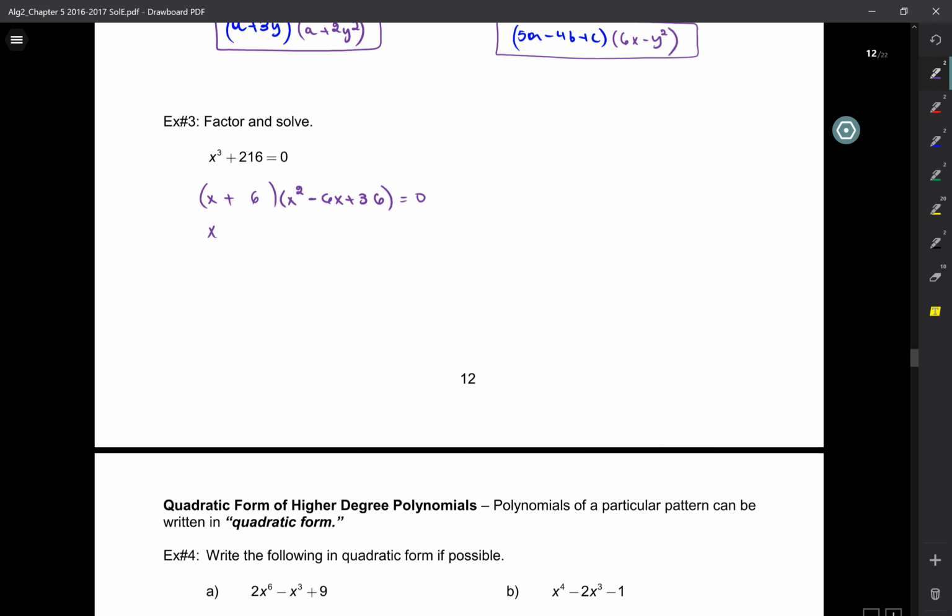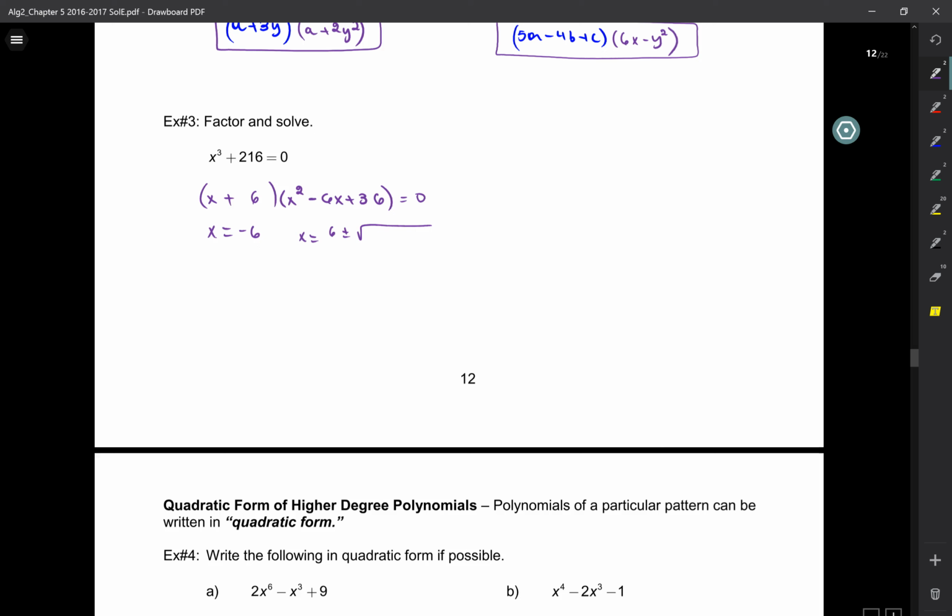Okay, so from here we have x equals -6. How do I solve this? What type of equation is this? It's a quadratic equation. If I can't factor a quadratic equation, how can I solve it? We have to use the quadratic formula, or you can do completing the square, and so on and so forth. Okay, so let's use the quadratic formula.